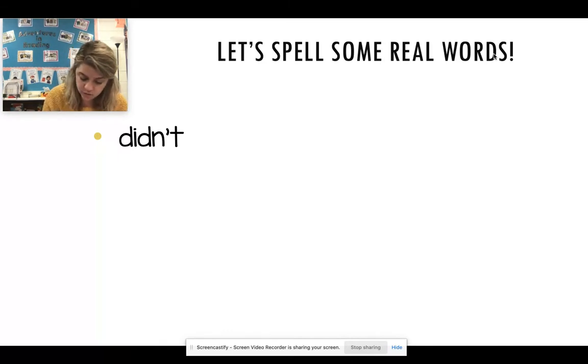Word number two. Ooh, here we go. This one might be a challenge. Let's see who can do it. Doesn't. My daughter doesn't like vegetables. Doesn't. Think about it. What two words make it up and what letters are missing? Doesn't.